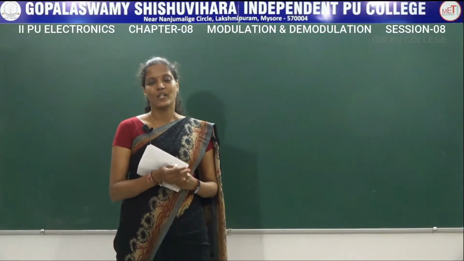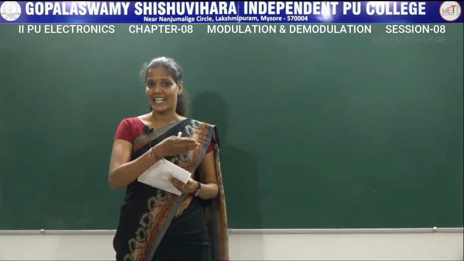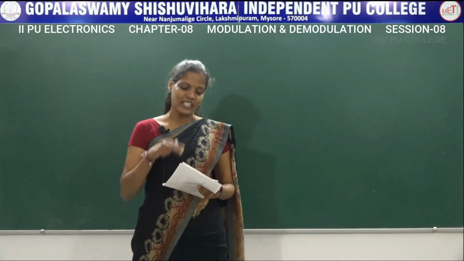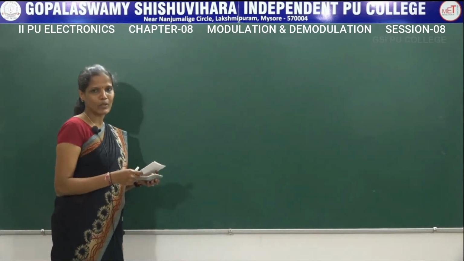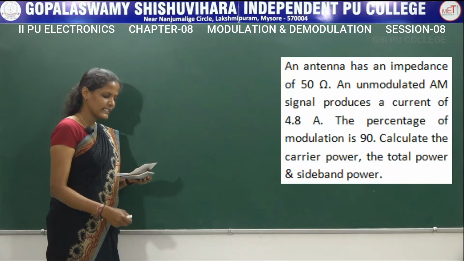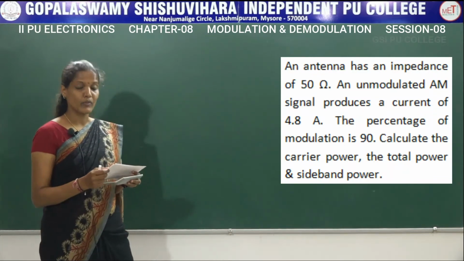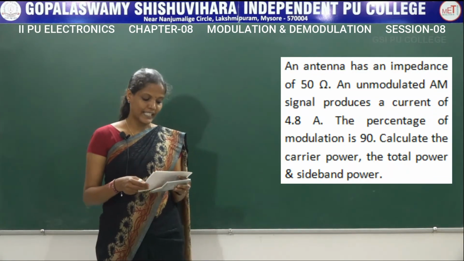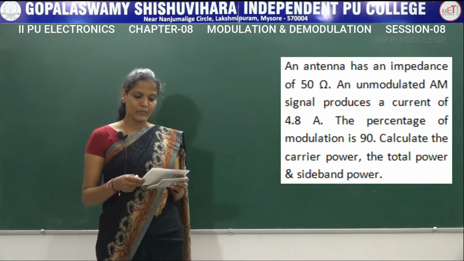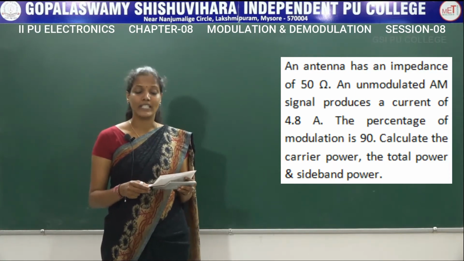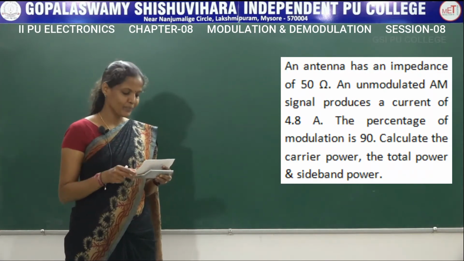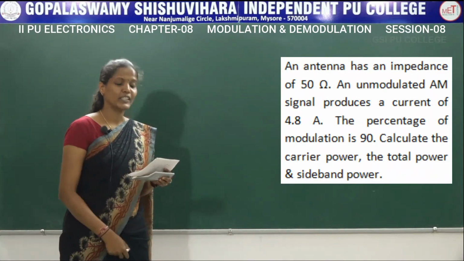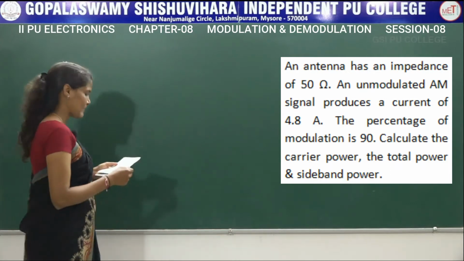In this session, we'll be solving some more problems in extension with the last session. In the last session, we solved some of the problems, and today's first problem is: an antenna has an impedance of 50 ohms. An unmodulated AM signal produces a current of 4.8 amps. The percentage of modulation is 90. Calculate carrier power, the total power and the sideband power.